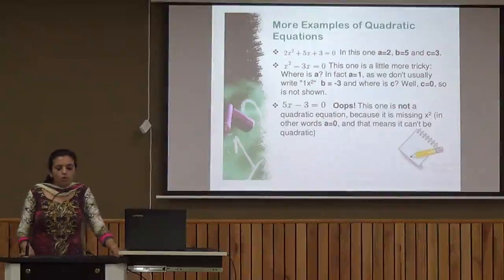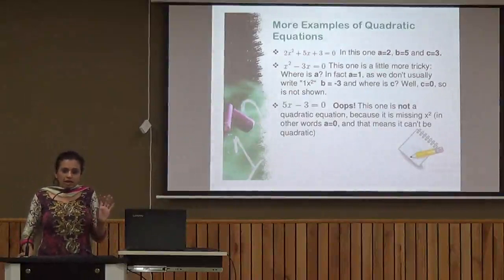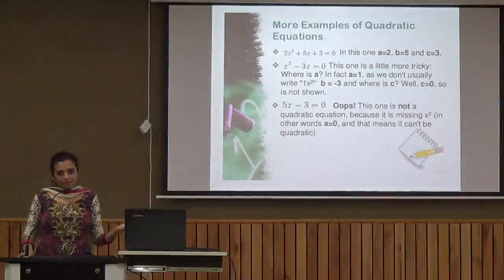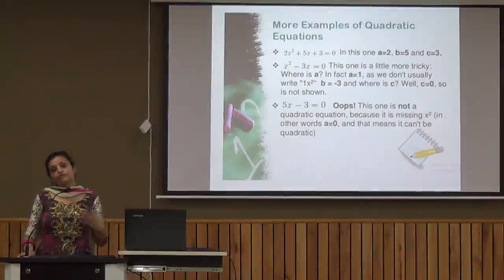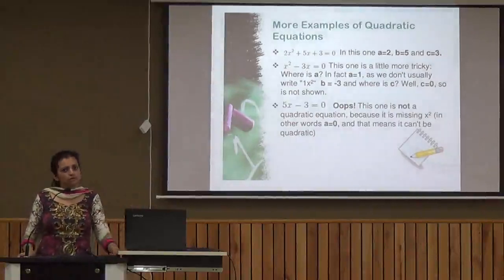Let's move on to more examples of quadratic equations. See, all the time the equations do not look as rosy, as simple. They can be twisted. You'll have to use a bit of arithmetic or algebra to find out whether the given equation is actually quadratic.